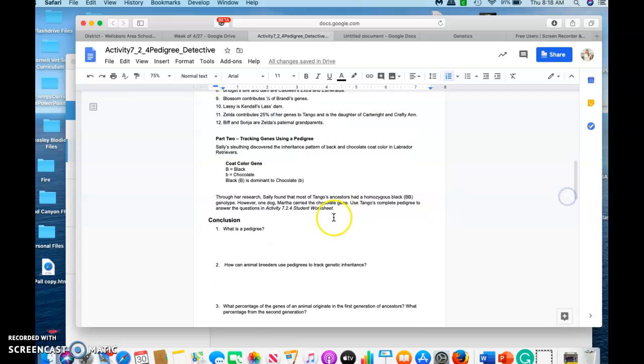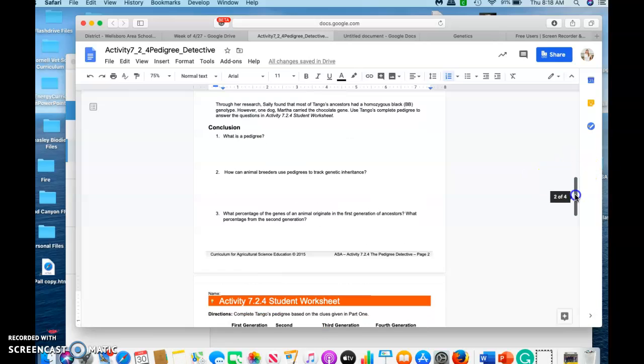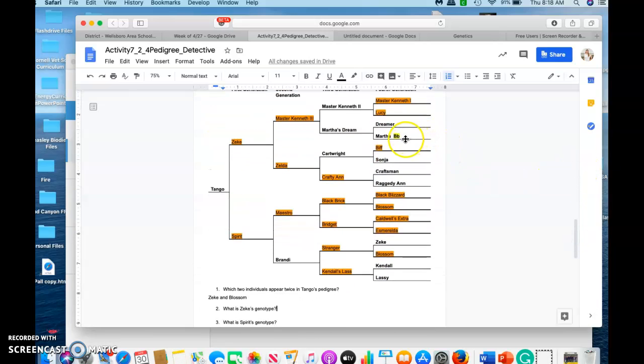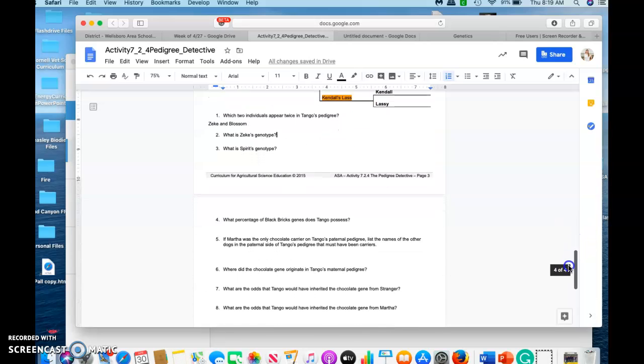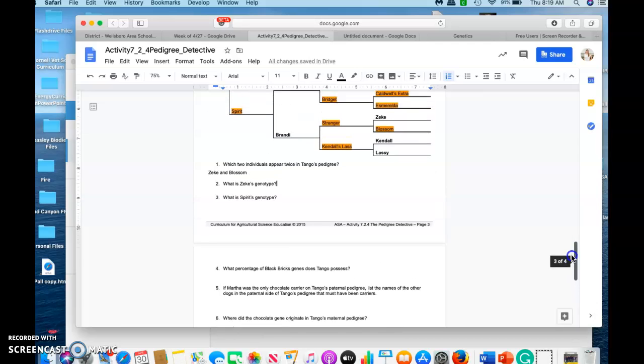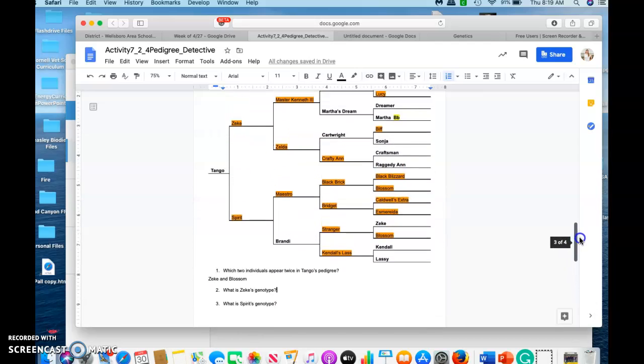So that's where we found that most of Tango's ancestors had a homozygous black, uppercase B, genotype. However, Martha carried the chocolate gene. So we want to answer these questions based upon that. I already highlighted Martha had a heterozygous genotype here, and we've got that listed. And we've already answered the first question, which two individuals appear twice? It's Zeke and Blossom.